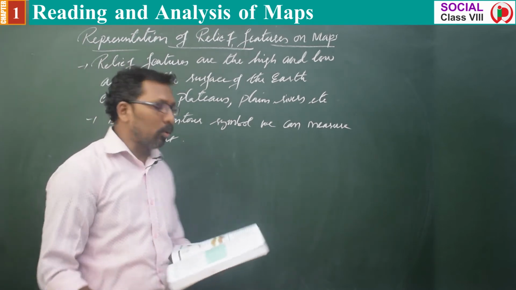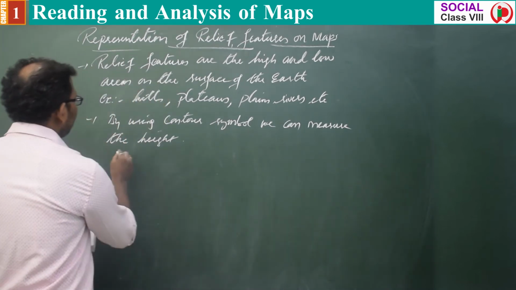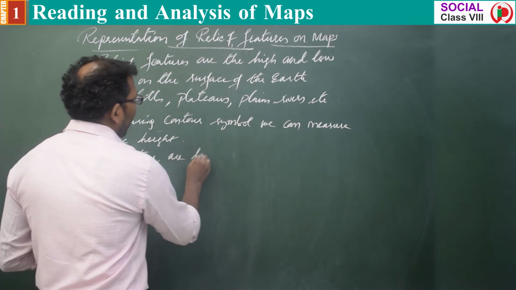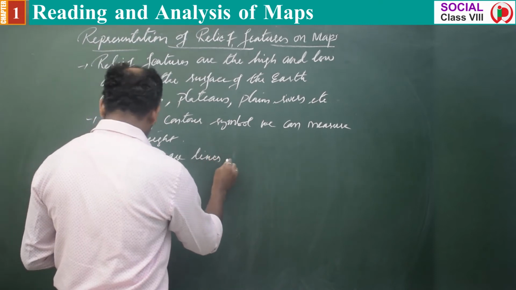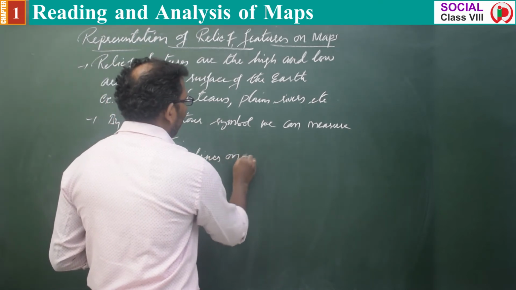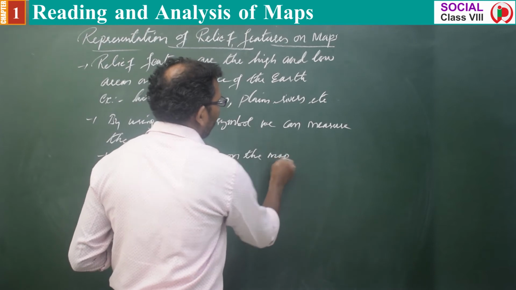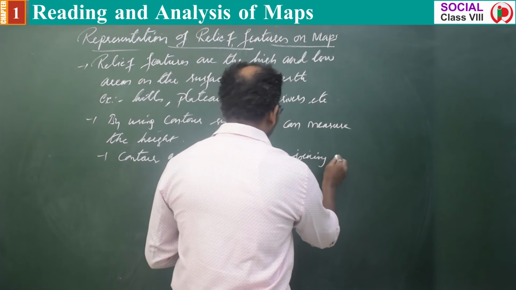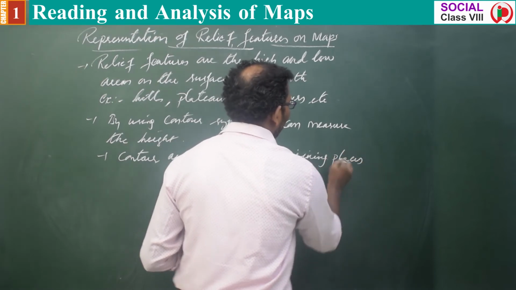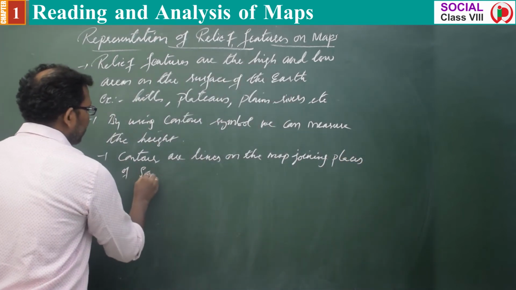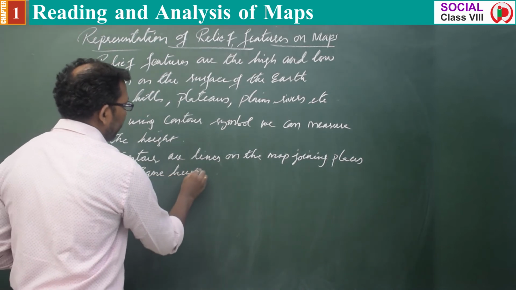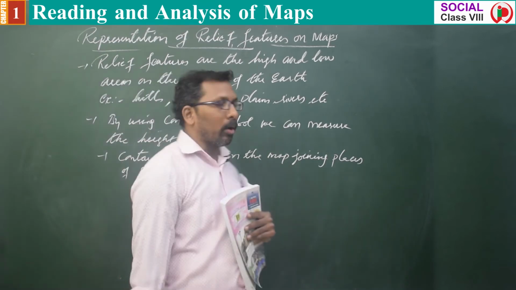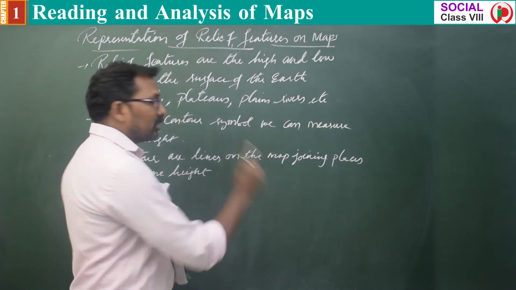So now what is a contour? Contours are lines on the map joining places of the same height. So contours are lines on the map joining places of the same height.